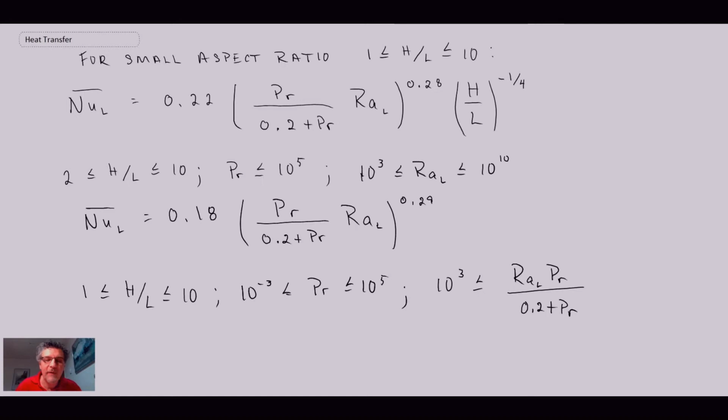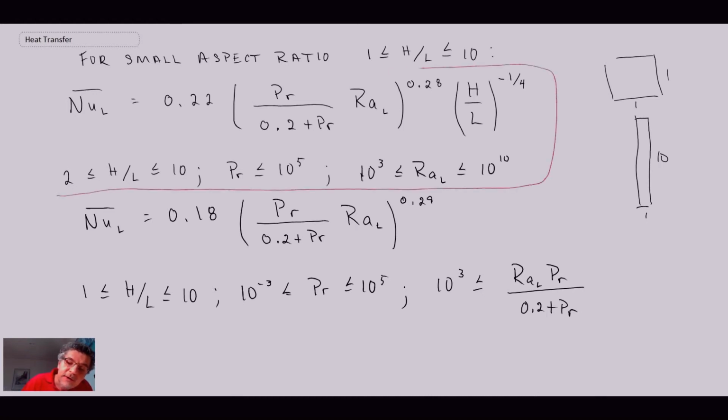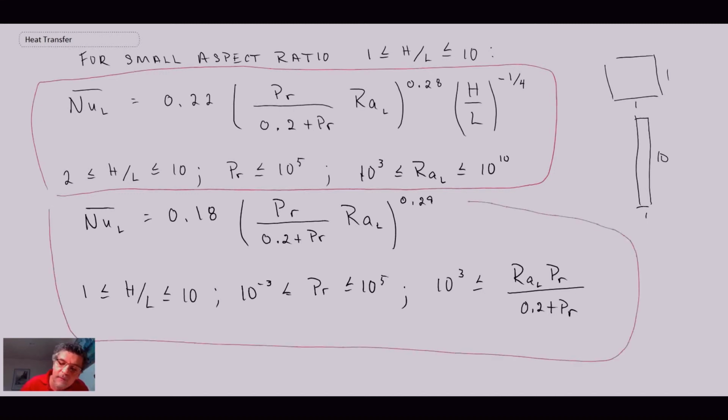If you have small aspect ratio, remember we said that would be something like a square, where this would be 1 to 1. These are the different correlations that you use, and there are restrictions in terms of the Prandtl number and the Grashof number. Those are the equations that you can use to calculate the convective heat transfer coefficient for an enclosed vertical space where you have a cavity.